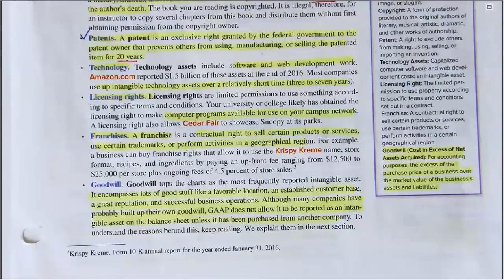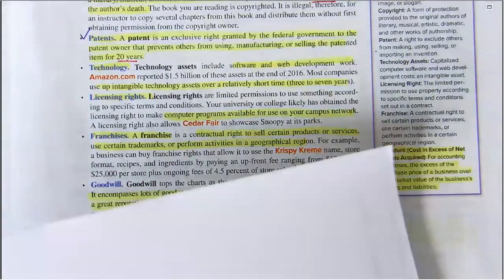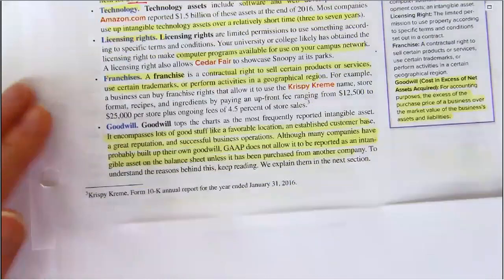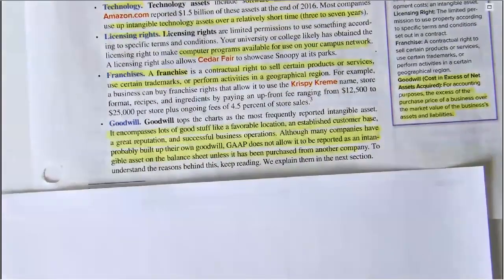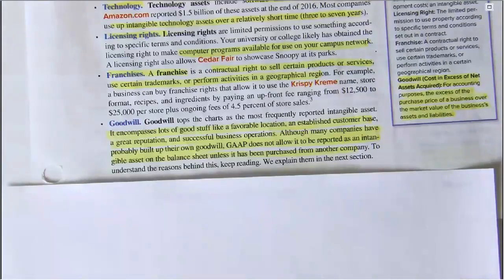Now, this last one, I think we talked about on the very first day briefly, so I'm going to go back to the example I used the first day. That was Goodwill. It says here, Goodwill tops the charts as the most frequently reported intangible asset. It encompasses lots of good stuff, like a favorable location, an established customer base, a great reputation, and successful business operations. Although many companies have probably built up their own goodwill, GAAP does not allow it to be reported as an intangible asset on the balance sheet unless it has been purchased from another company.